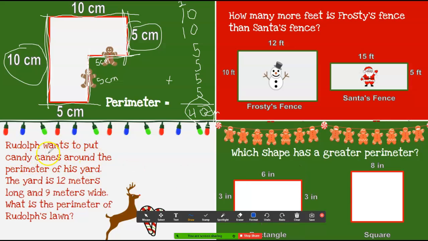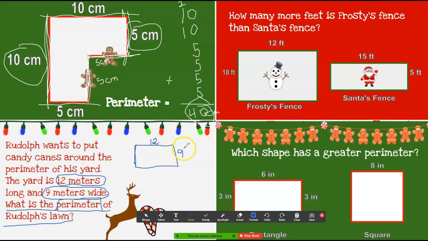Rudolph wants to put candy canes around the perimeter of his yard. The yard is 12 meters long and 9 meters wide. What is the perimeter of Rudolph's lawn? Okay, so my keyword here is perimeter, which means I'm going to add my sides. So let's go ahead and draw this. Okay, I know that the length is 12. And it's 9 meters wide.